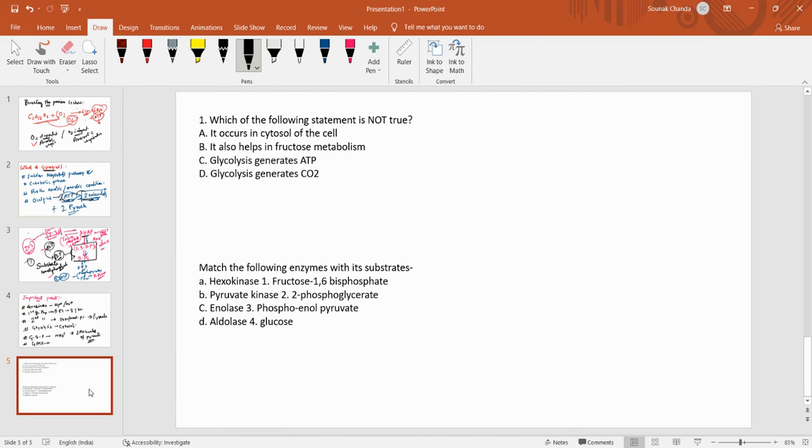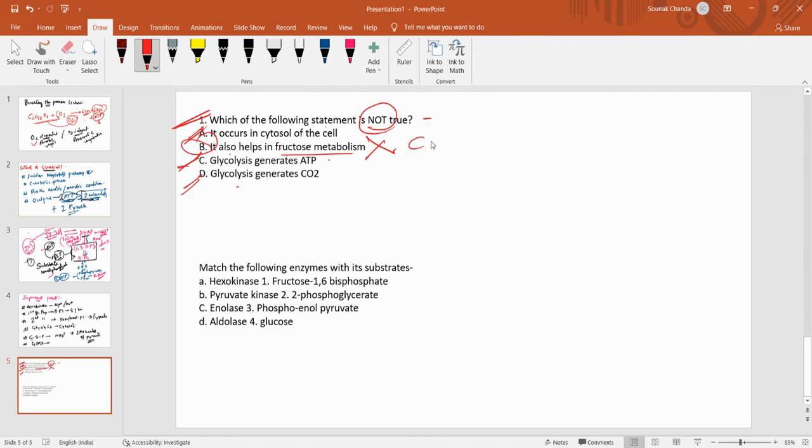So these are some PYQs. Let us solve some of the main problems. The first question: which of the following statements is not true? We have to understand it is about not true. Glycolysis occurs in the cytosol of the cell. It also helps in fructose metabolism. Glycolysis generates ATP. Glycolysis generates CO2. At the first go, we know that glycolysis generates ATP, absolutely correct. Glycolysis generates CO2, it's also absolutely correct. It occurs in the cytosol of the cell, absolutely correct. So it is not a fructose metabolism. So option B will be the correct answer.